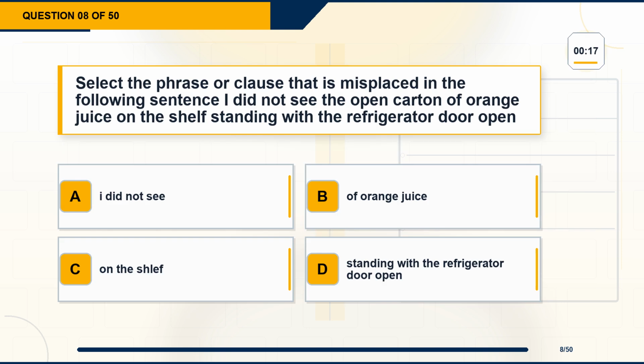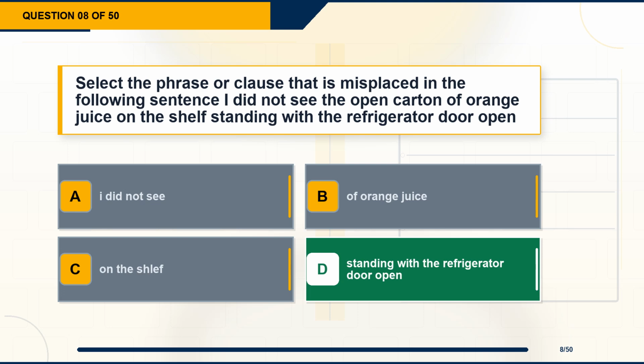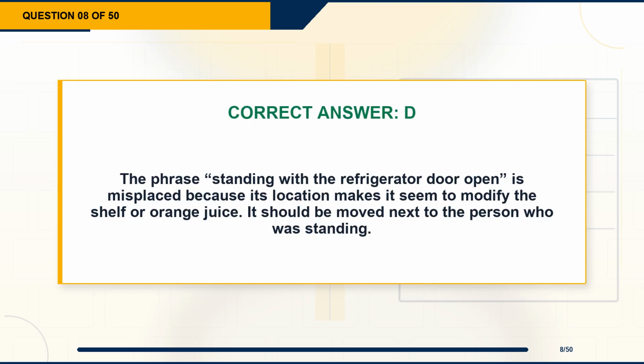Question 8. Select the phrase or clause that is misplaced in the following sentence. I did not see the open carton of orange juice on the shelf standing with the refrigerator door open. Option A, I did not see. Option B, of orange juice. Option C, on the shelf. Option D, standing with the refrigerator door open. The correct answer is option D, standing with the refrigerator door open. Explanation. The phrase standing with the refrigerator door open is misplaced because its location makes it seem to modify the shelf or orange juice. It should be moved next to the person who was standing.